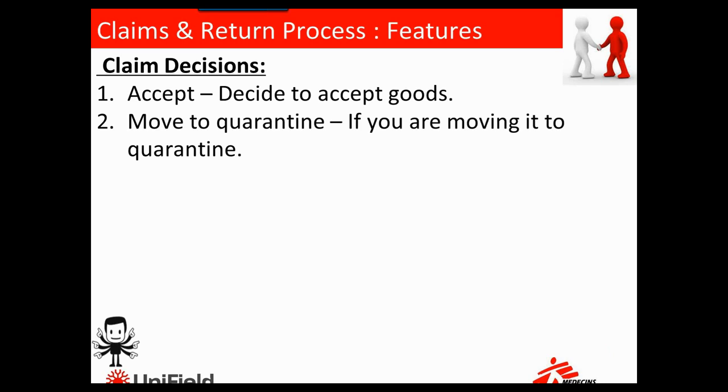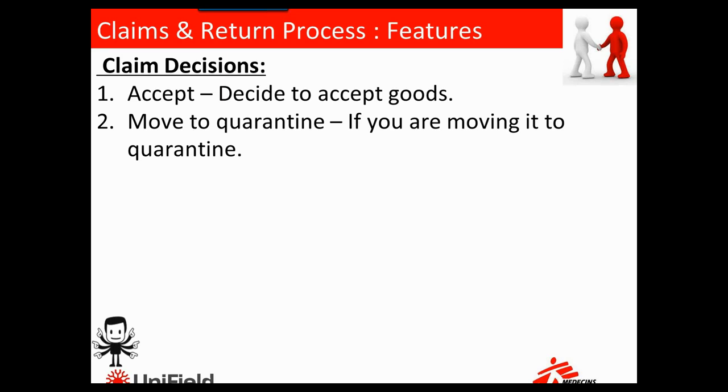You have one that is moved to quarantine. This happens, and it happens quite often, when you're receiving some items from APU. Let's say they sent a cold chain item, and then it comes into your project, and there was a breach in one of the items. So you move it to quarantine until you get advice from headquarters if this item can be used.